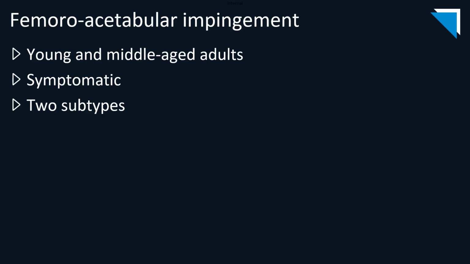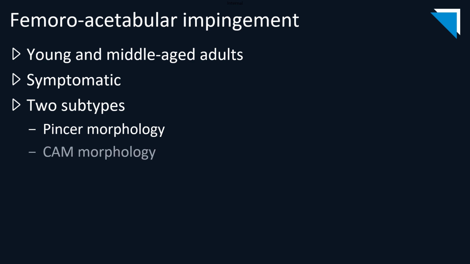There are two subtypes with which most of us are familiar. The pincer morphology is more common in middle-aged women and is characterized by overgrowth of the acetabulum, whereas the CAM subtype is most commonly seen in young men and is characterized by abnormal morphology at the femoral head and neck junction.